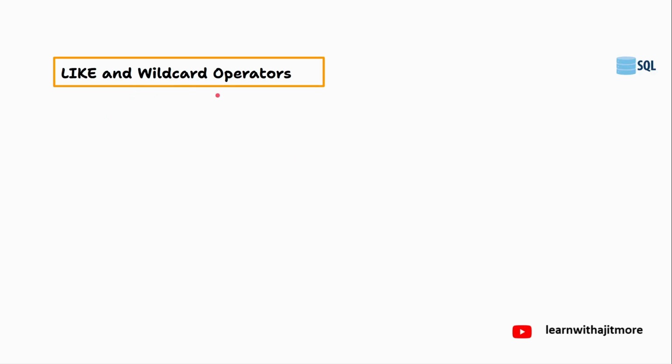Okay. Now, what are these wildcards? One is percent, which will match zero or more characters.